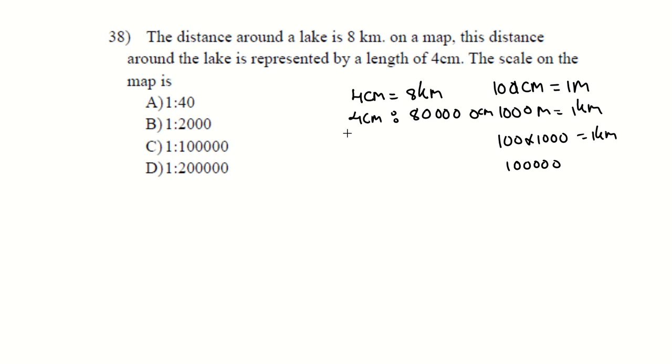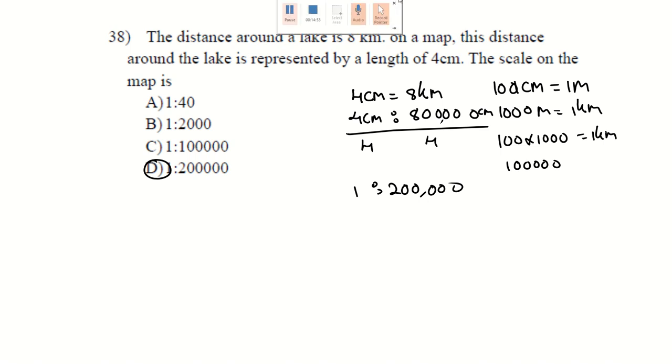centimeters. And I want 1, so I'm going to divide both sides by 4, right? Because I want 1. 4 divided by 4 is 1. 800,000 divided by 4 is 200,000. So the answer is D. That is how you will get to number 38. And that is the end of January 2020.